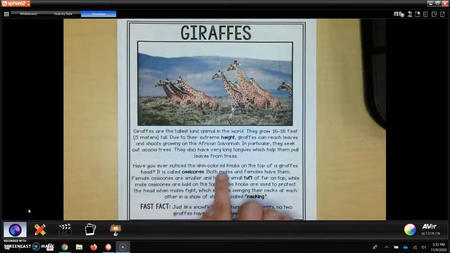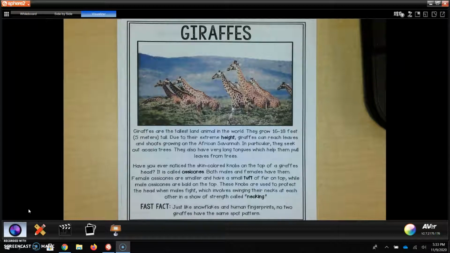Have you ever noticed the skin-colored knobs on the top of a giraffe's head? They are called ossicones. Both males and females have them. Female ossicones are smaller and have a small tuft of fur on top, while male ossicones are bald on the top. These knobs are used to protect the head when males fight, which involves swinging their necks at each other in a show of strength called necking. Fast fact. Just like snowflakes and human fingerprints, no two giraffes have the same spot pattern.